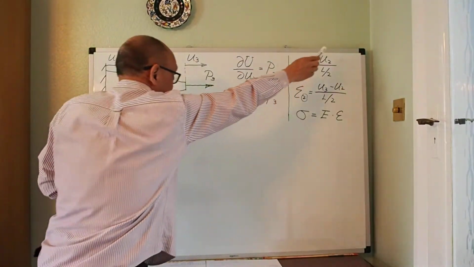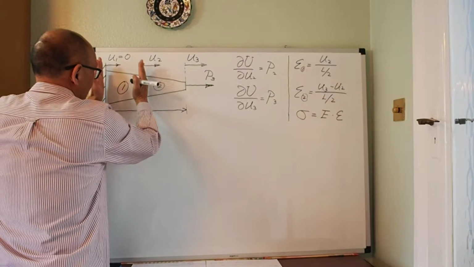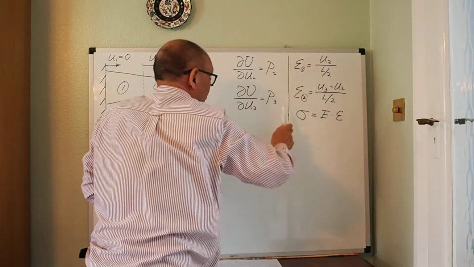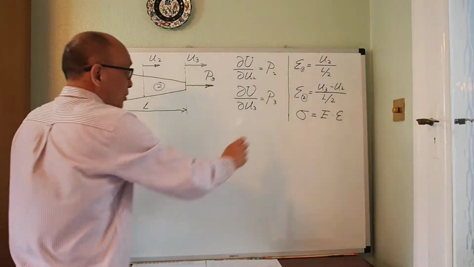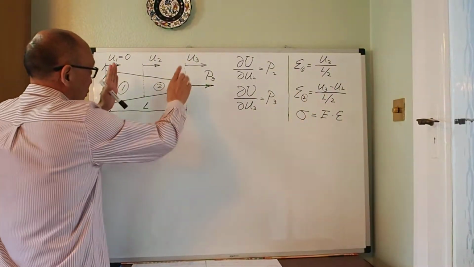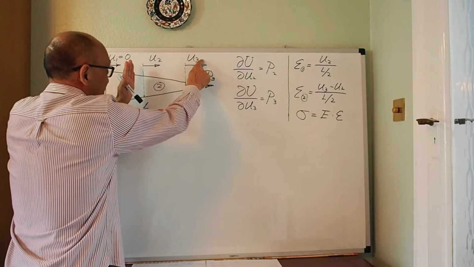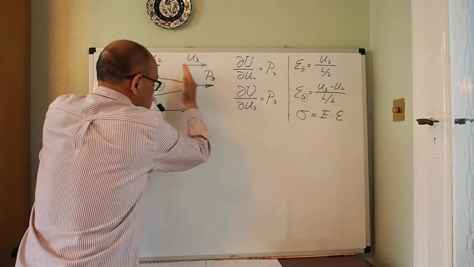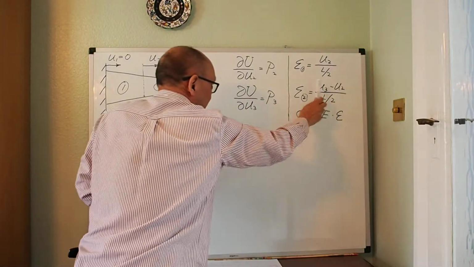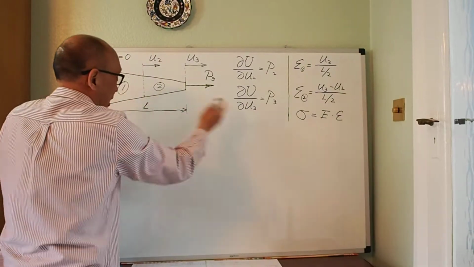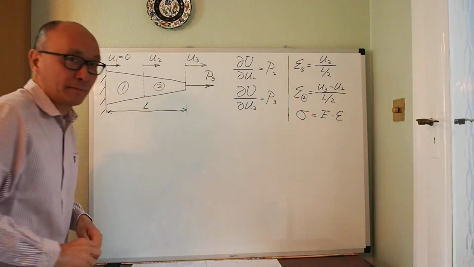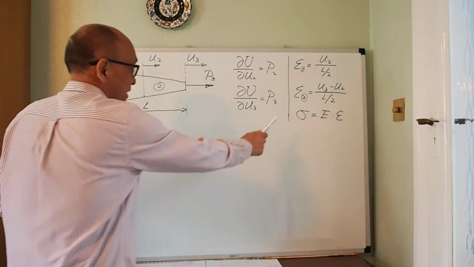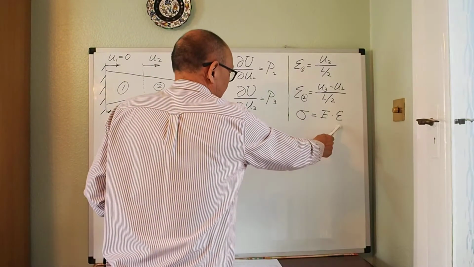The strain is change of length per unit length. So I can calculate strain. I can also calculate strain for the second part of the material, which is that displacement minus that displacement, so that's the change of length, divided by the length, which is L over 2. I got the strain in this part of the material. Then I can calculate stress. Stress is Young's modulus times strain.